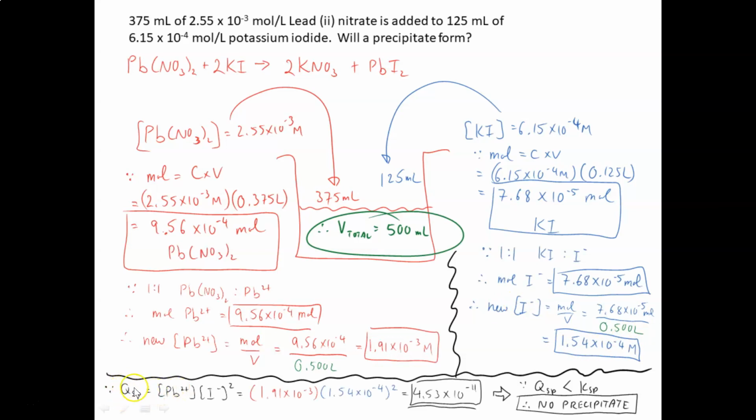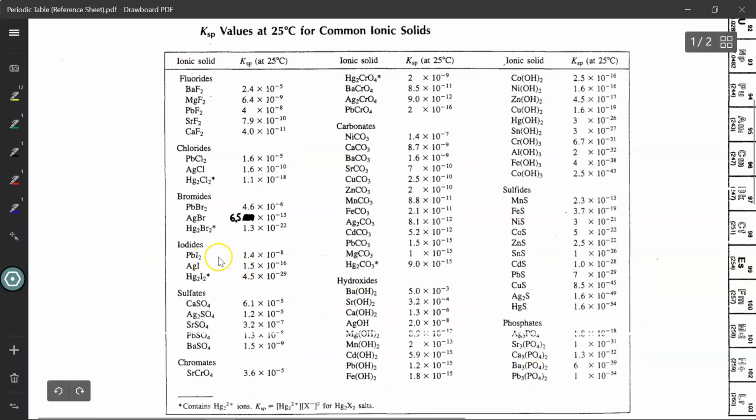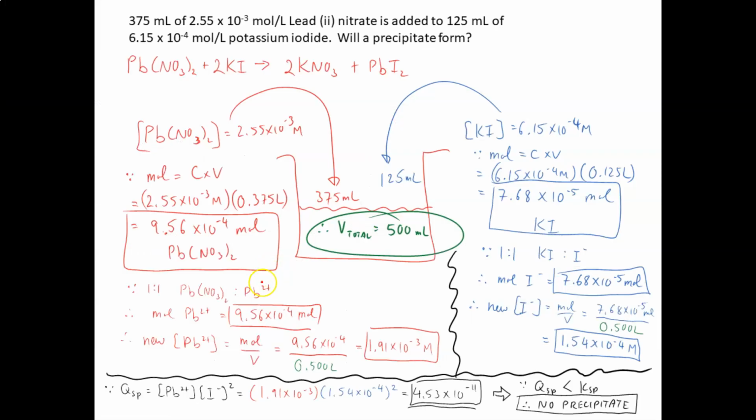We can now write out our QSP expression: lead 2 plus ion concentration times the iodine ion concentration squared. We substitute the values in, solve, and get QSP equal to 4.53 times 10 to the power negative 11. We then compare to the KSP value, and if you recall, KSP for lead 2 iodide is 1.4 times 10 to the power negative 8, and we see that KSP is larger than QSP.